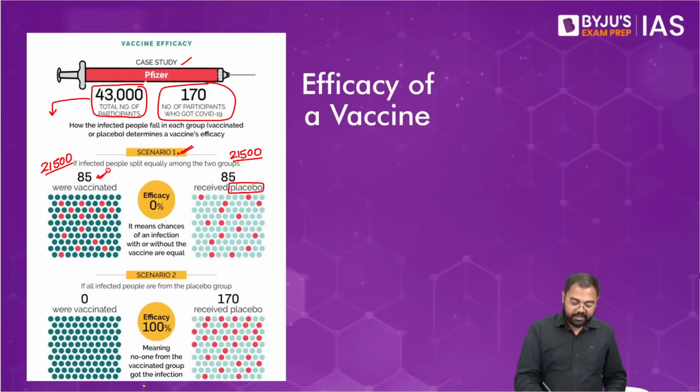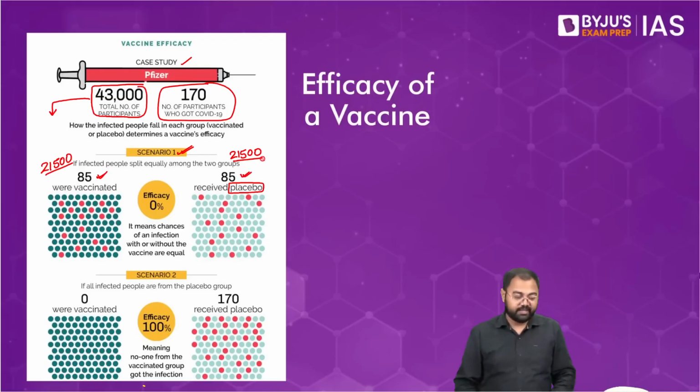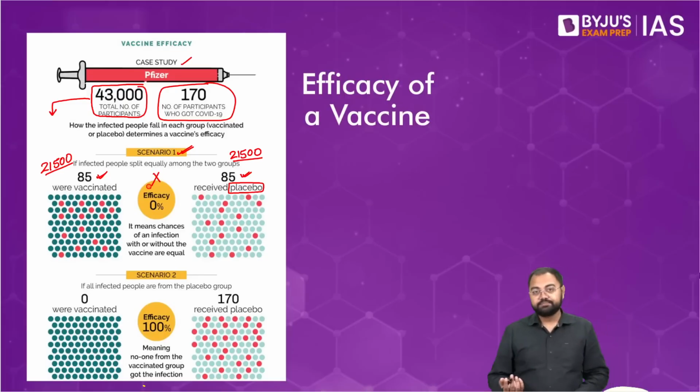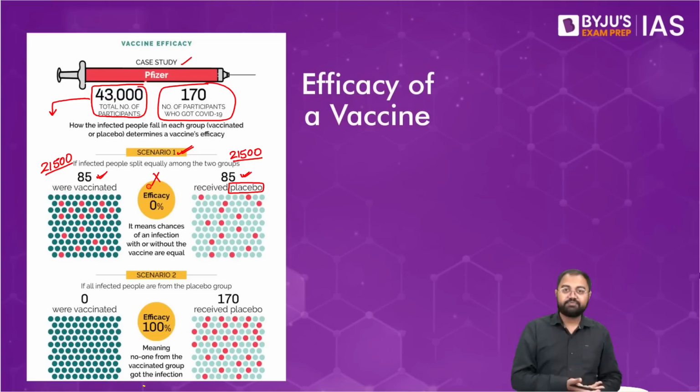Now, let's say in scenario one, there were 85 people who, after getting vaccinated, still got COVID-19, and 85 who received placebo and got COVID-19. Then in that case, efficacy is zero. It's not effective at all, right? Whether you get vaccinated or you don't get vaccinated, you're still suffering from the disease.